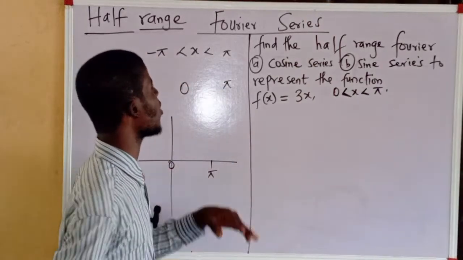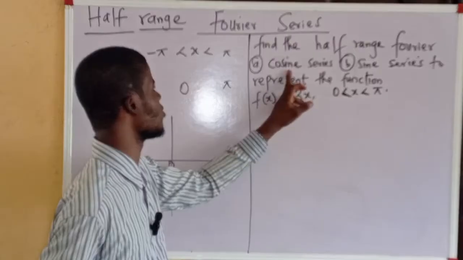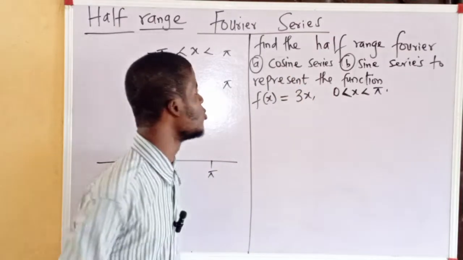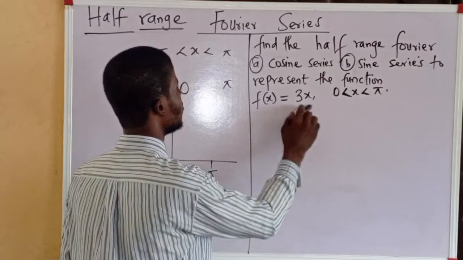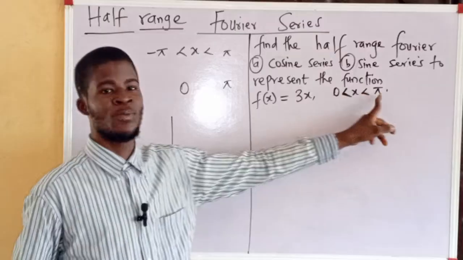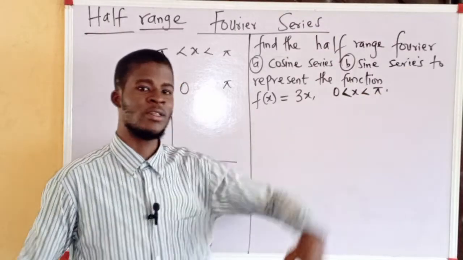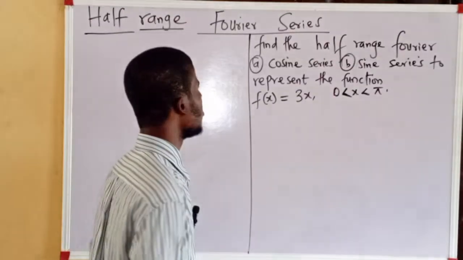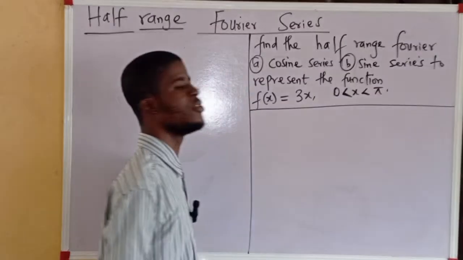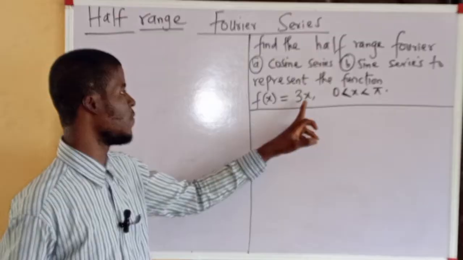So in this video, we are going to find the half-range Fourier cosine series and the half-range Fourier sine series to represent this particular function that is defined in this interval from 0 to pi. Alright, so let's go ahead. Now, let us go with the first one. Let's determine the half-range Fourier cosine series to represent this function.